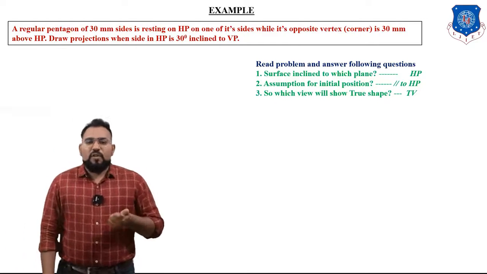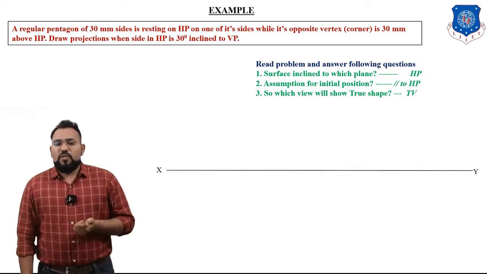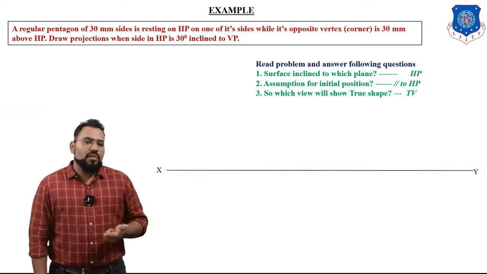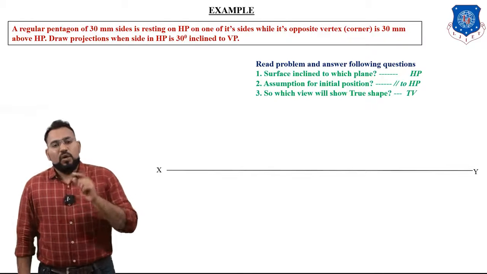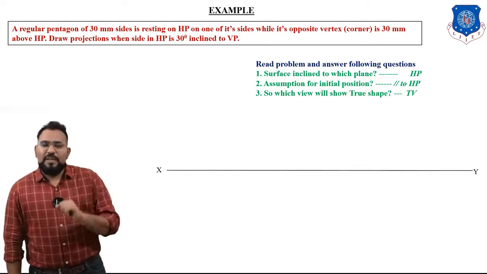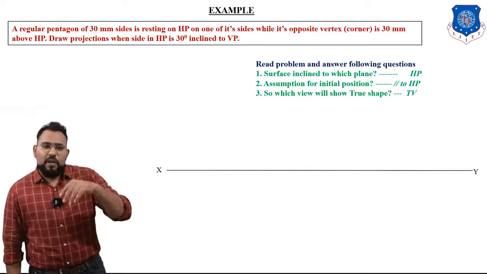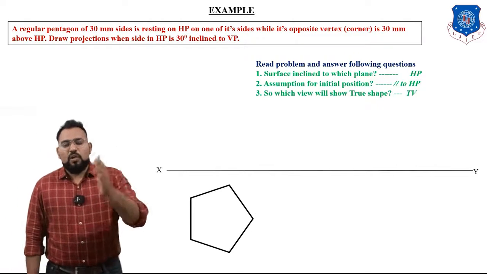So what do we have to do first? First we have to draw the XY line, so first draw the XY line over here. We know that we have to start solving this problem by drawing the true shape first. Since the surface is resting on HP, the top view will give the true shape. So we will start solving this problem by drawing the top view. So let's draw a top view.